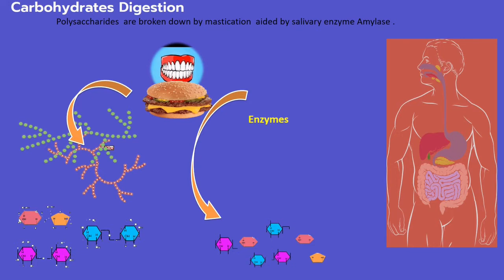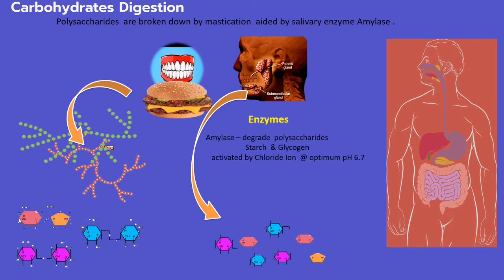As mastication or chewing grinds the food particles in the mouth, there will be an enzyme from the salivary glands, and we call that enzyme amylase. And this amylase will degrade the polysaccharides that we mentioned, such as the starch and the glycogen. And there must be an activation of chloride ion at an optimum pH of 6.7.